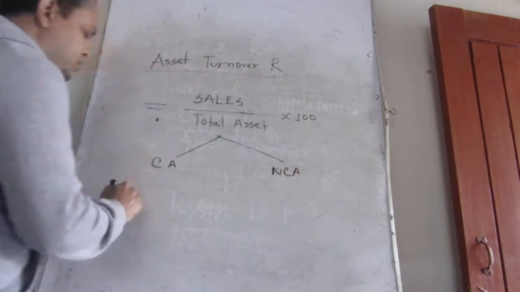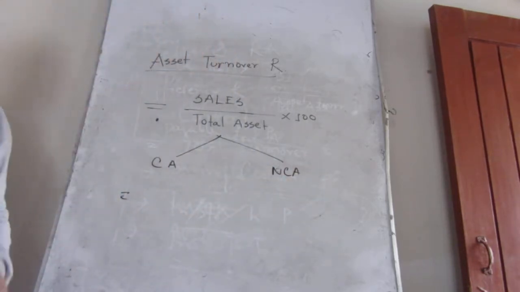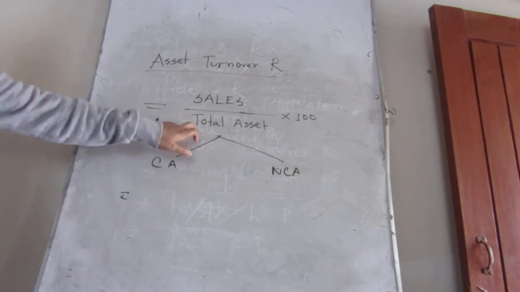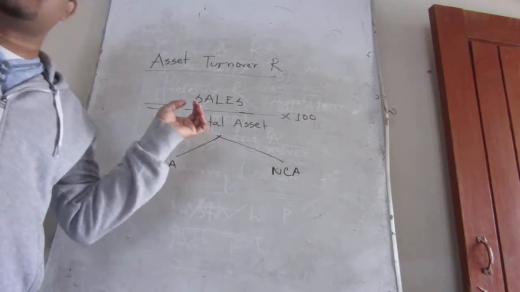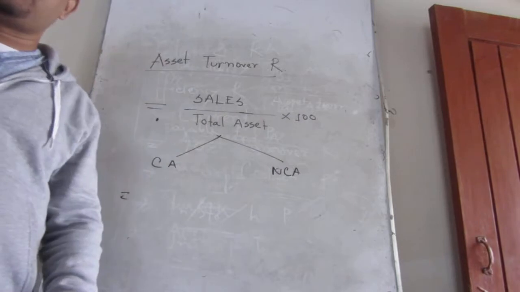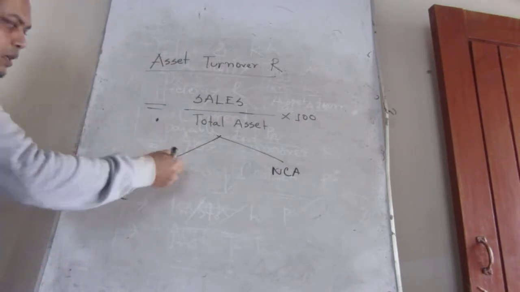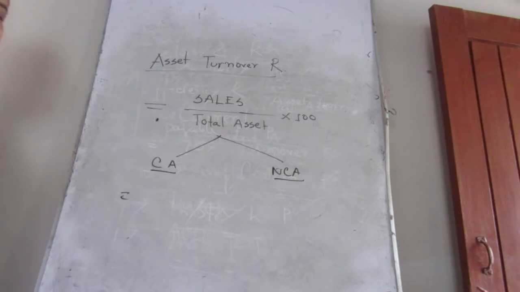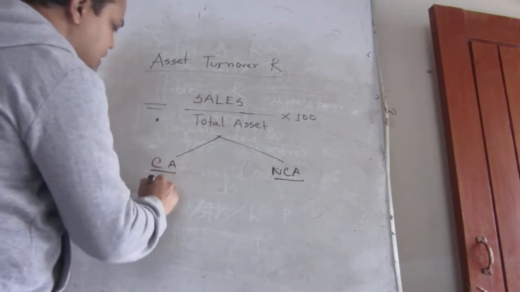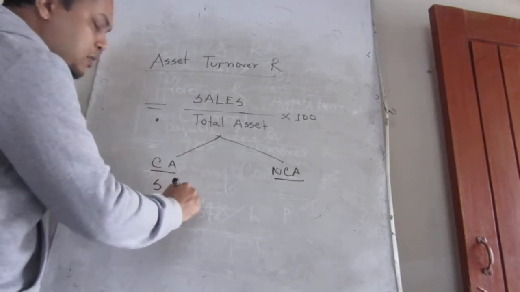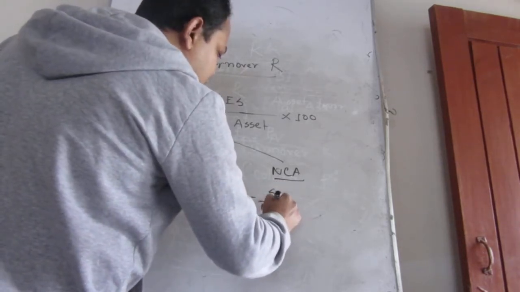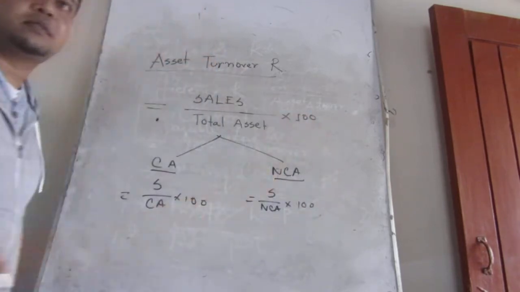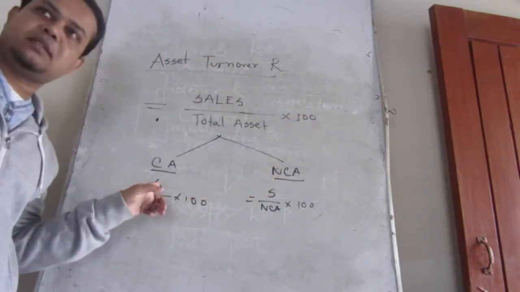Okay. Now, this asset turnover ratio may be subdivided into current asset turnover ratio and non-current asset turnover ratio. If you know the core concept, whether you are efficient in using or maintaining your asset to generate sales, you don't need to memorize this. So current asset and non-current asset: here it is sales divided by current asset into 100, and here it will be sales divided by non-current asset into 100, right?